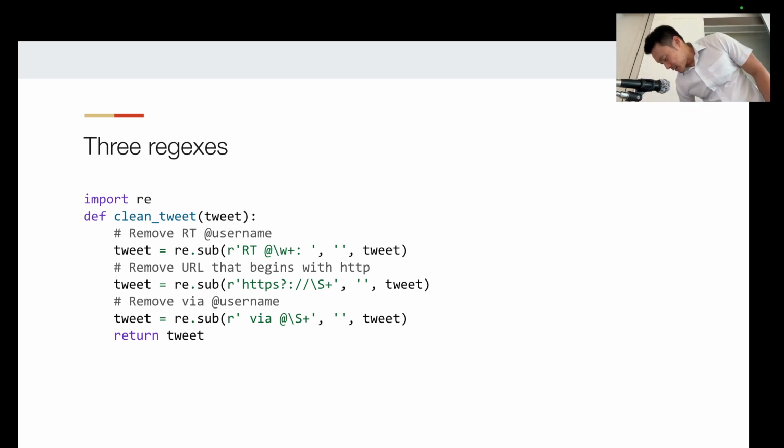So here's the answer. I got 3 regexes over here, right? But I used them in Python code to clean it out. Let's look at the regexes. For the first one, there can be more than one answer. If you test it out and it works, that's great.